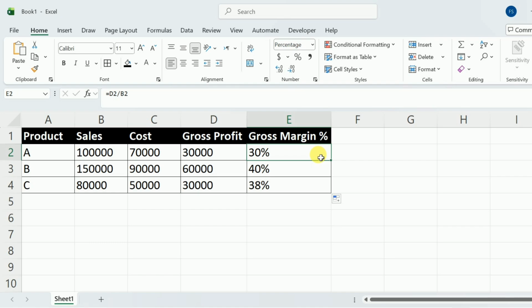Let's quickly recap. First, we calculate the gross profit by subtracting the cost from the sales amount, and then we calculate the gross margin by dividing the gross profit by the sales amount.